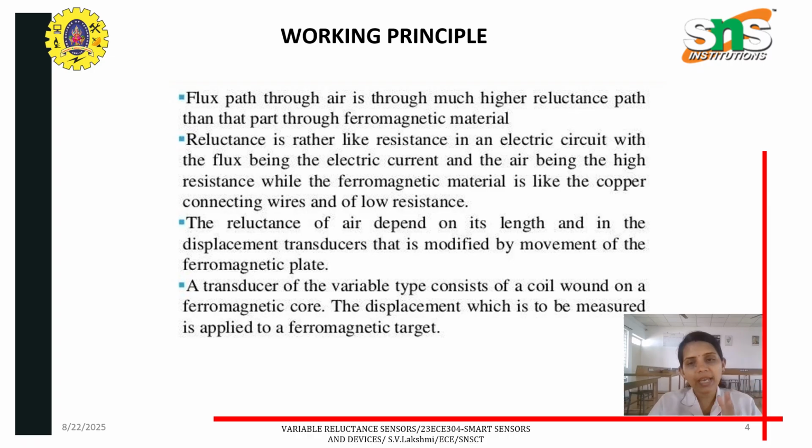The reluctance of the air, which depends on the length of the displacement transducer, is modified by the movement of the ferromagnetic plate. This is a variable type which consists of a coil wound on a ferromagnetic core, and the displacement which is to be measured is applied to the ferromagnetic target.